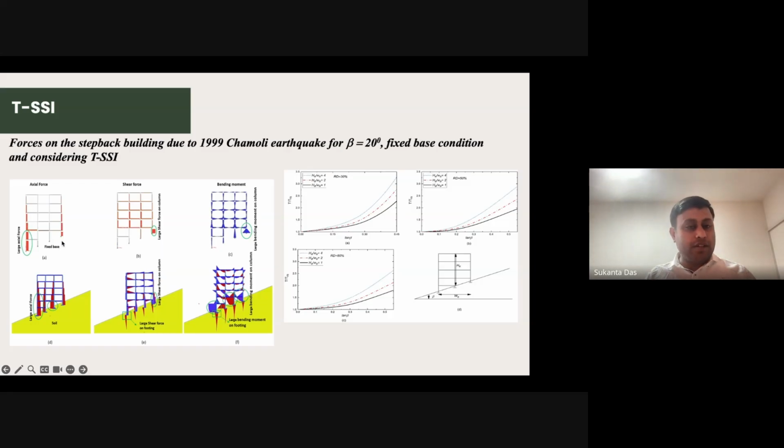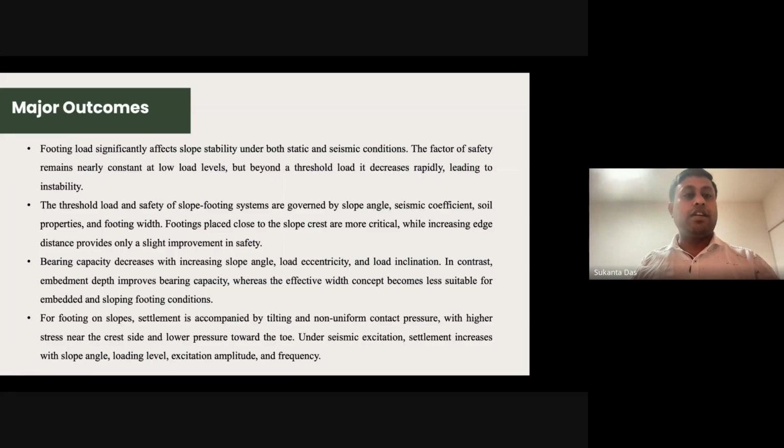Okay, and so overall, what I want to represent is that if you don't consider the soil, then you are not likely to get the large amount of axial force, shear force, and bending moment. So you are going to underestimate these forces by considering only the fixed base condition.